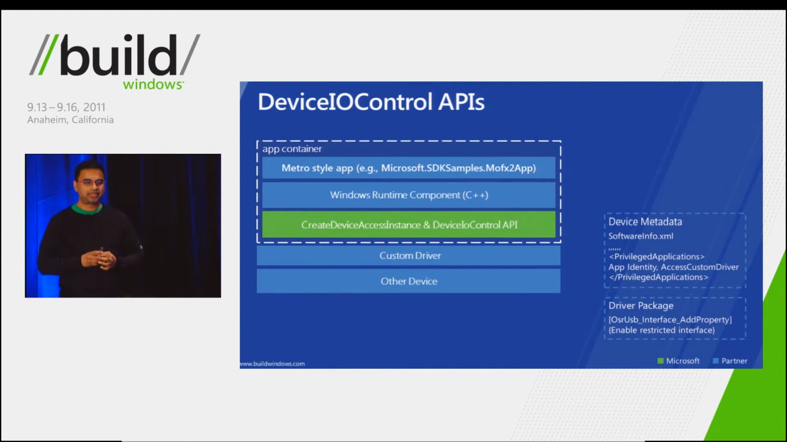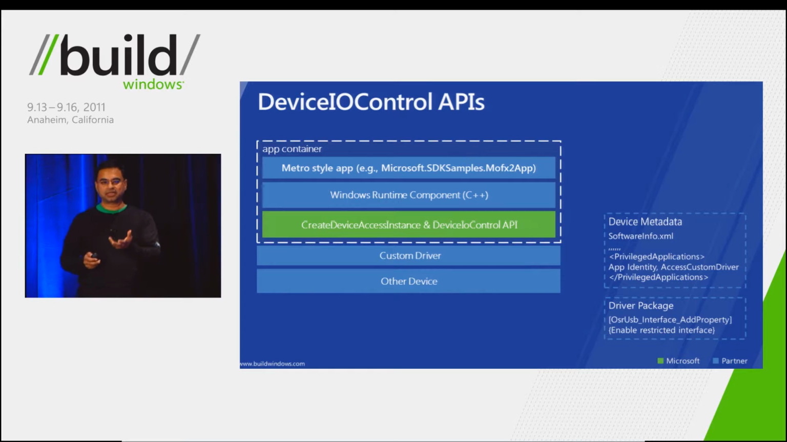The application itself is a Metro-style app. We have exposed two new APIs in the Metro-style SDK. These are COM-based APIs. One is called Create Device Access Instance, and the other one is IDeviceIoControl. They are roughly equivalent to the CreateFile and DeviceIoControl functionality. They allow you to take a device interface path and get back an interface which allows you to send device I/O control commands to your device.